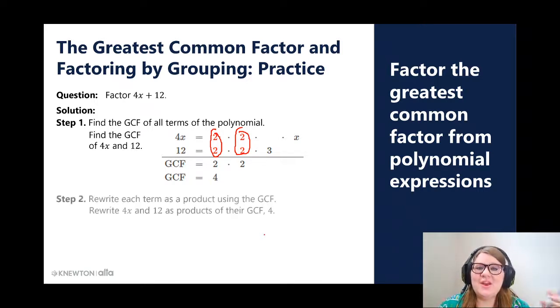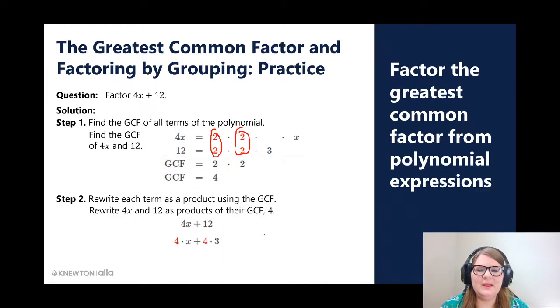Now that I know my GCF, I can go ahead and pull that GCF out. So what I'm going to do is write each of my individual terms as my GCF times something else. So 4x, I'm going to write as 4 times x. 12, I'm going to write as 4 times 3. Again, notice that 4 is that common number that I'm working with because that's the GCF we just found.